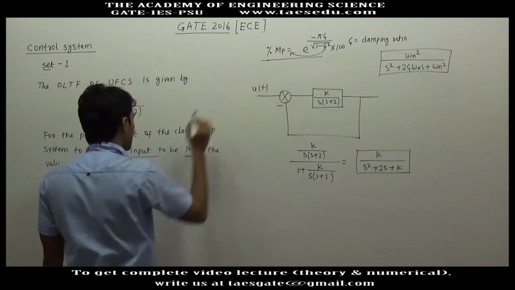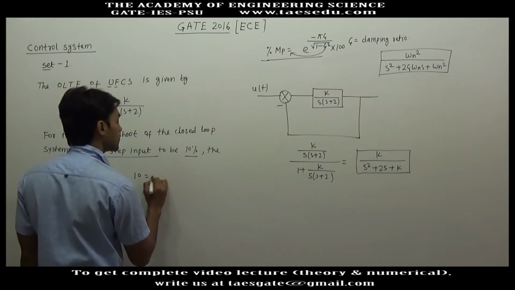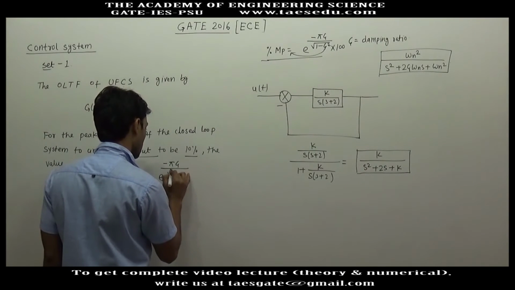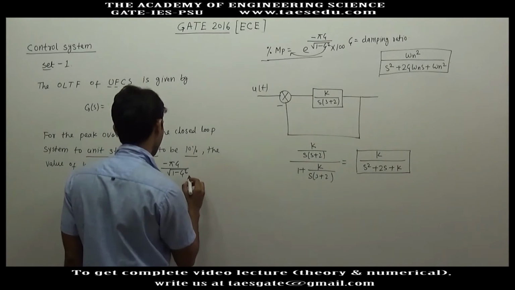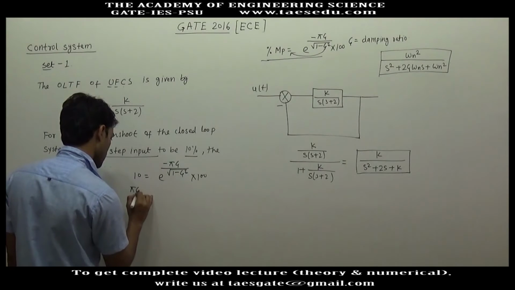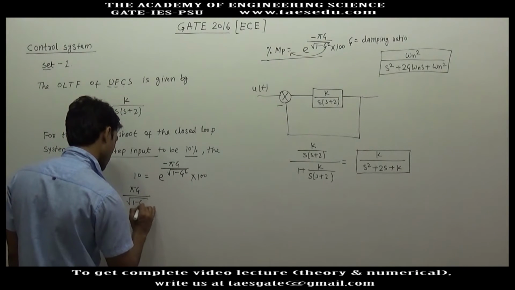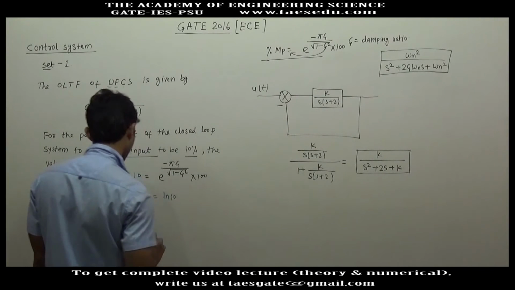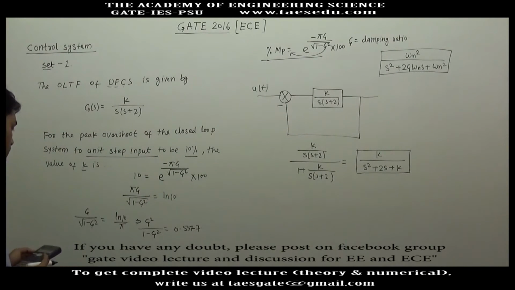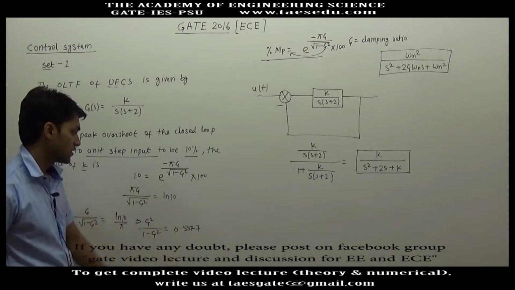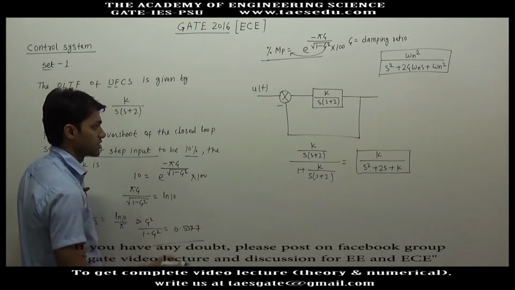So 10% must be equal to e to power minus pi zeta divided by root under 1 minus zeta square, into 100. So pi zeta divided by root under 1 minus zeta square equal to ln 10. Here we will get zeta square divided by 1 minus zeta square equal to 0.5377. This is the required equation for zeta.